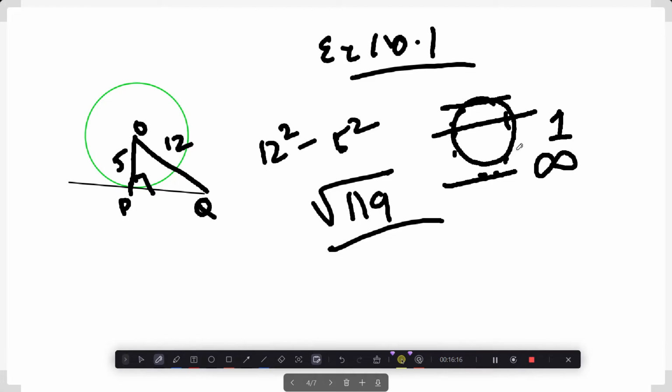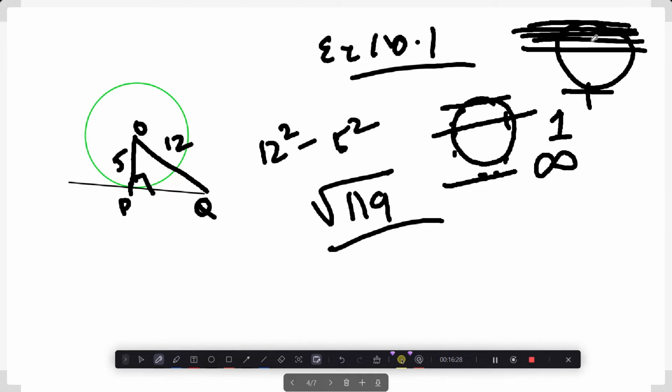A circle can have two parallel tangents at the most. This also we studied there: there's a secant, and if we keep drawing parallel lines to it, it has two parallel tangents.